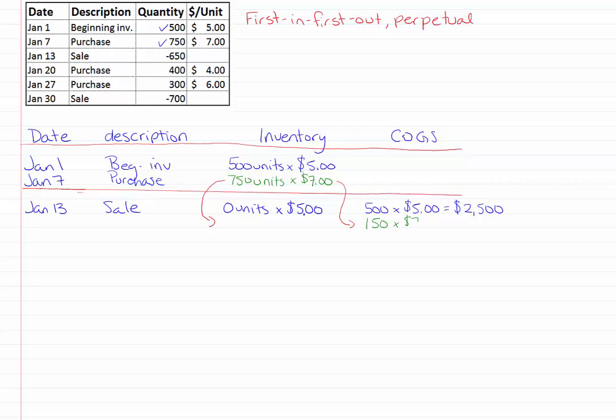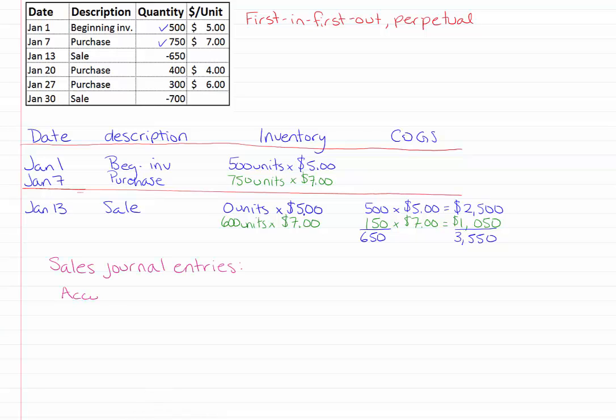So from the 750, I'm going to take 150 into my cost of goods sold, and the balance of 600 is going to remain in my inventory. I'm doing a quick check. I've sold 650 units, and my total cost of goods sold on that sale is $3,550.